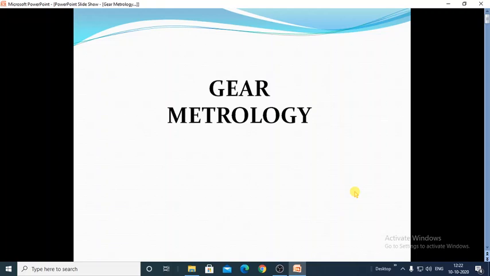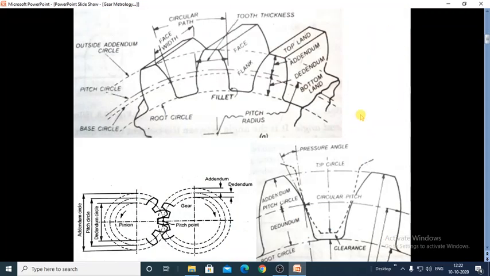Now today we are going to see the gear methodology. So let us see first the introduction. Gears are mainly used for transmission of power or motion from one shaft to another shaft without slip. These are positive in action and provide a constant velocity ratio.